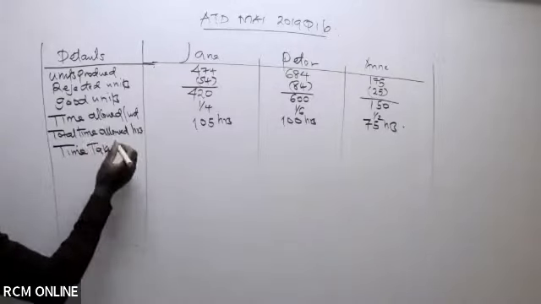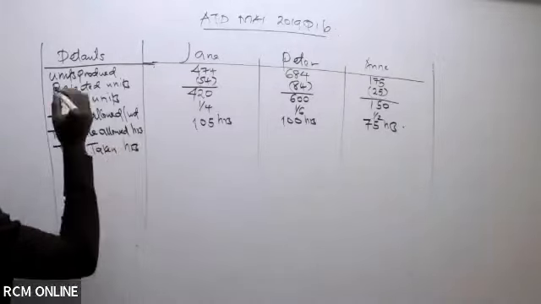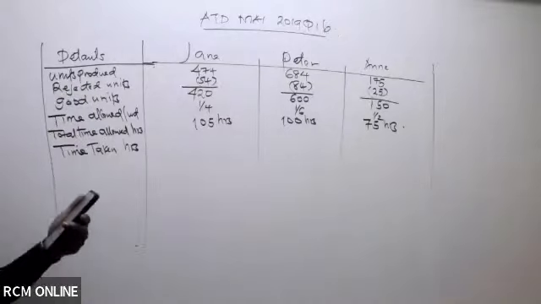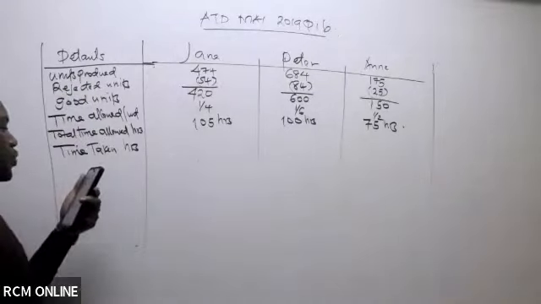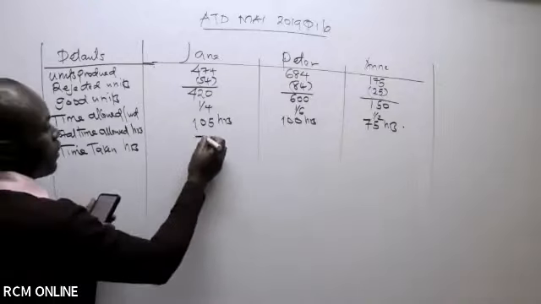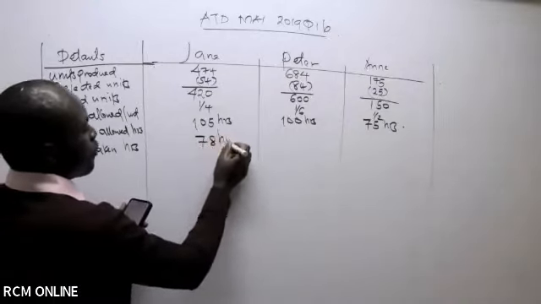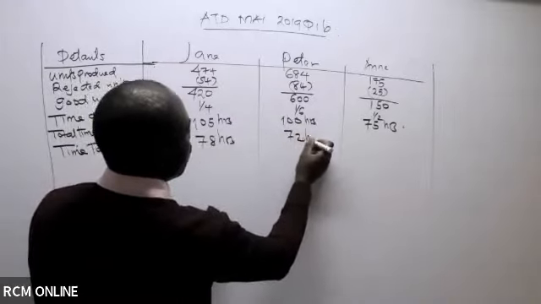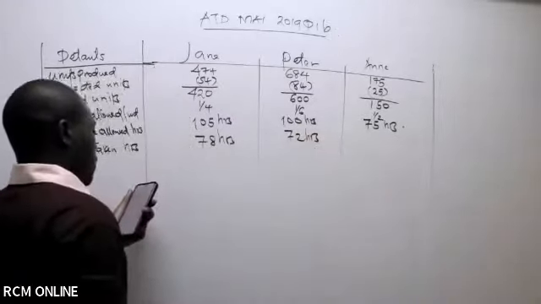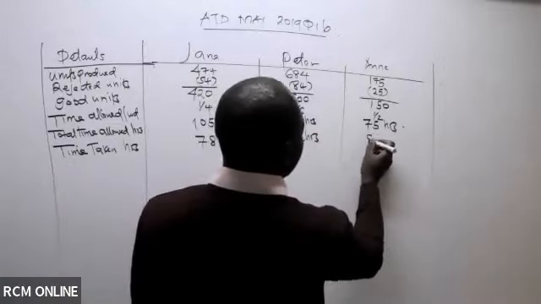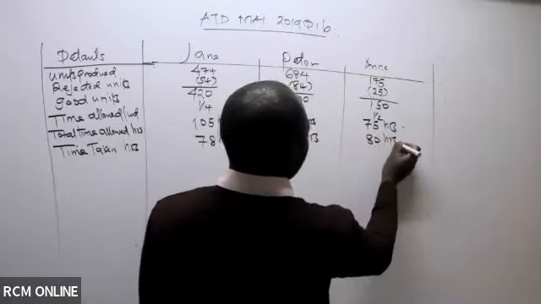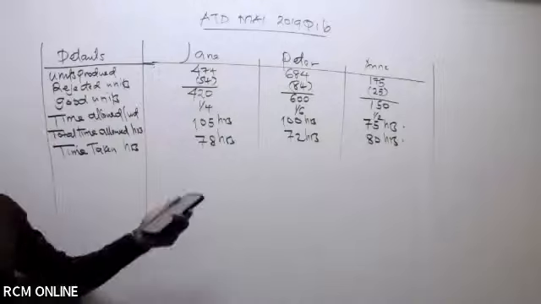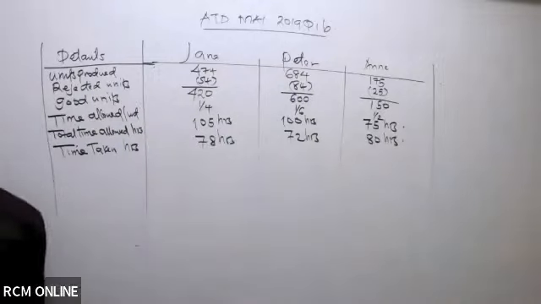Having done that, do we have time taken? Time taken, if possible, let's put all of them in hours. Do we have actual time taken? Actual time taken, we have 78 hours for Jen, 72 hours for Peter, and 80 hours for Anne. This we are extracting directly from the question.